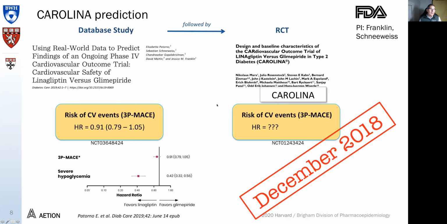Here's another example where we were, in a very planned way, predicting a randomized trial, the CAROLINA trial. The CAROLINA trial was ongoing. It's a phase 4 trial of marketed medications, linagliptin and glimepiride, two anti-diabetic medications for type 2 diabetes. And we predicted half a year before the trial was completed that there was no difference in the cardiovascular risk between those two agents. But we also predicted that there is a benefit with regard to severe hypoglycemia for linagliptin versus the sulfonylurea. That was in December 2018.